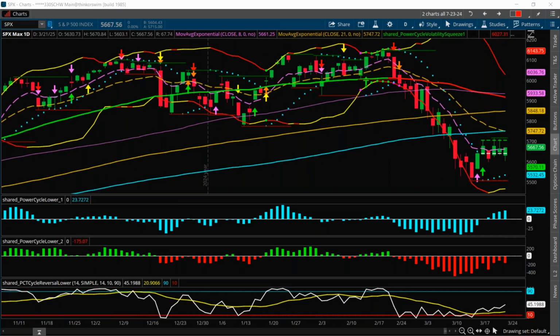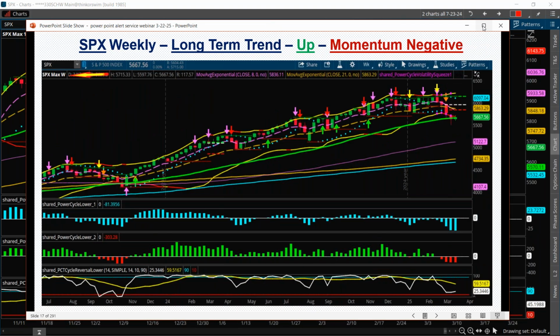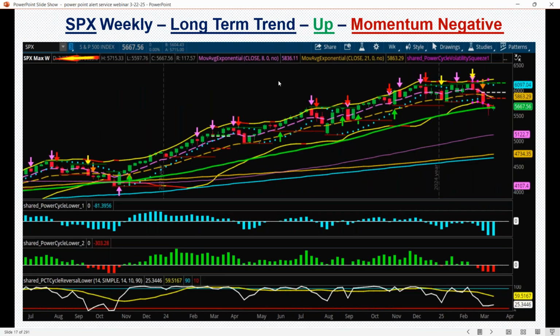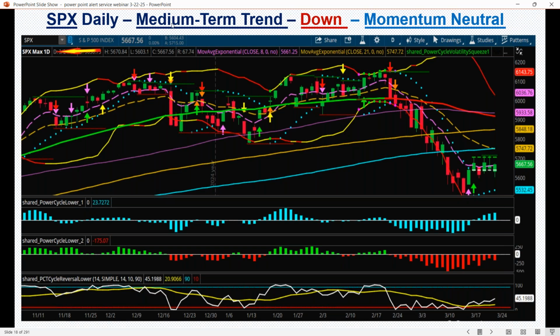So here are the medium-term time frames. We'll pull that chart up again. This is the daily time frame, which I refer to as medium term. We're in a downtrend, so we're below our key moving averages that we track. We're below that 50 simple moving average, and we're now also below the 200, but momentum has gone neutral. You can see cycle 1 is up, 2 is negative.